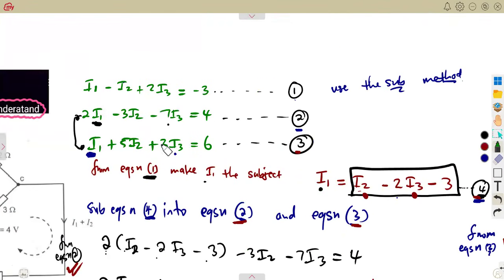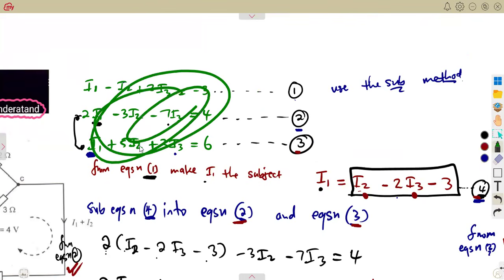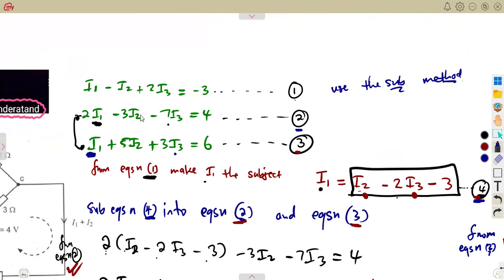But it does not mean that you must substitute in only that equation. As long as you have I2 and I3, you can even substitute in this equation too. Substitute I2 and I3, you can calculate I1. You can substitute in equation 3, in place of I2 and I3, you can still calculate I1. So it does not mean you have to substitute on this, but here it's clear because already I1 is the subject written in terms of I2 and I3. So you can take advantage of that.